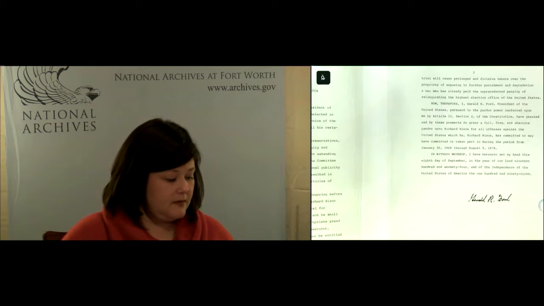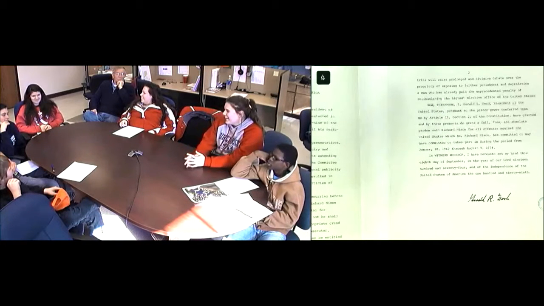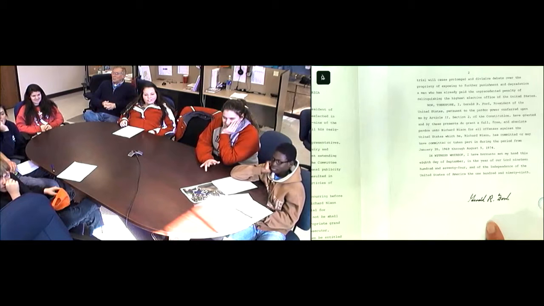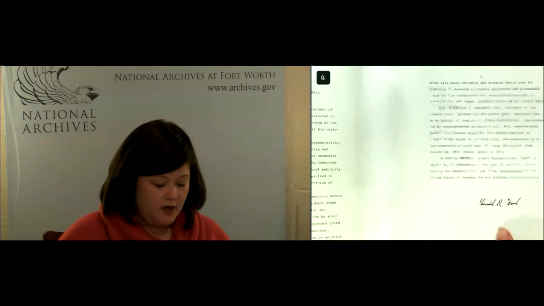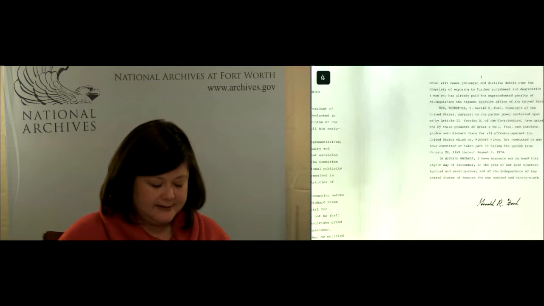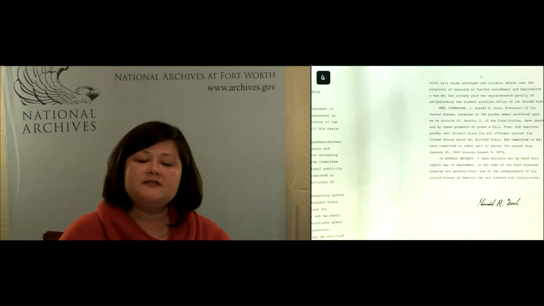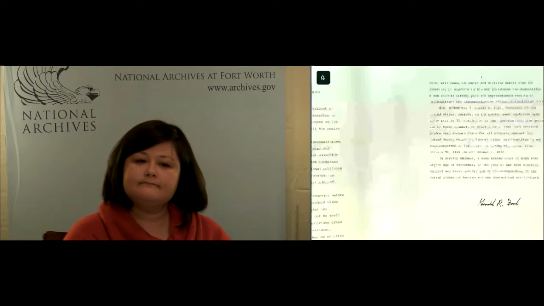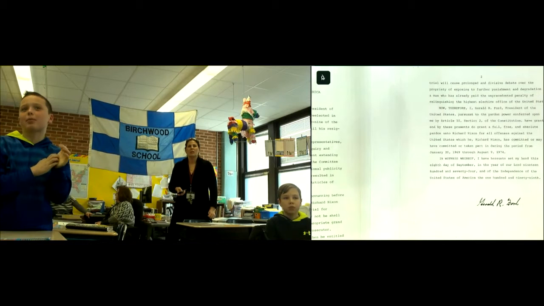Gerald Ford. Okay, yes, this document is written by Gerald Ford, President Gerald Ford. I'll ask the students then at Birchwood Intermediate if they can tell me, do you know who this document is written about? We know that President Gerald Ford wrote it. It was being about Richard Nixon almost being impeached because he was accused of spying on the Democratic Party.